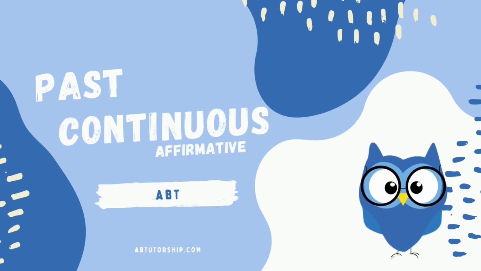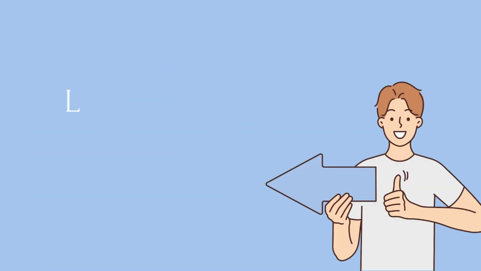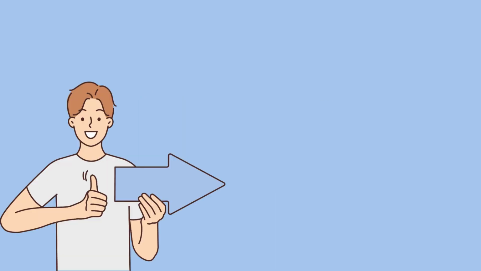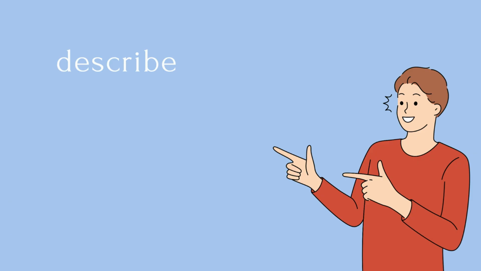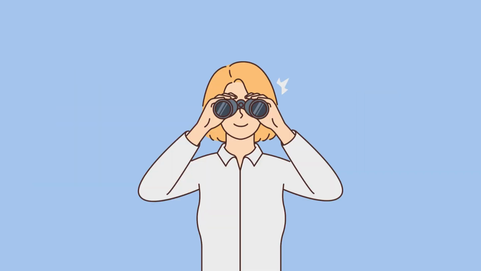Past continuous, affirmative form. Alright everyone, let's delve into the world of the past continuous tense. We use this tense to describe several things that happened in the past, but it's not just for things literally happening at that very second. Let's explore the different situations where the past continuous shines.